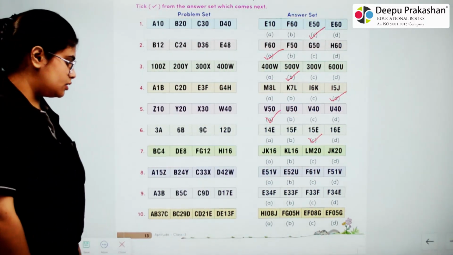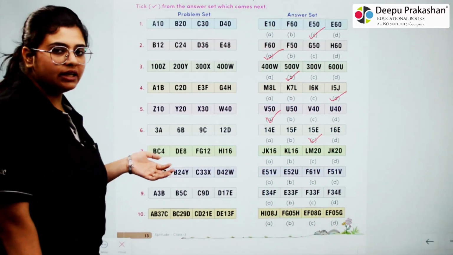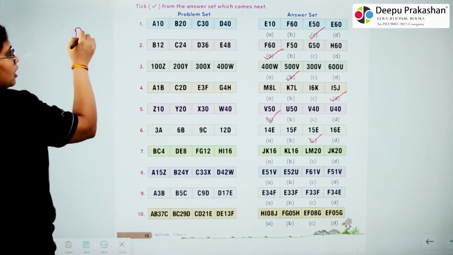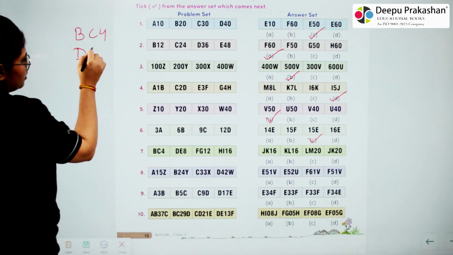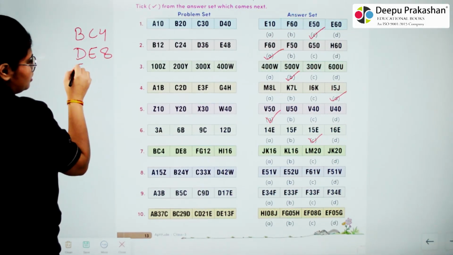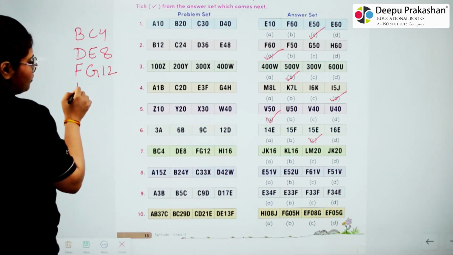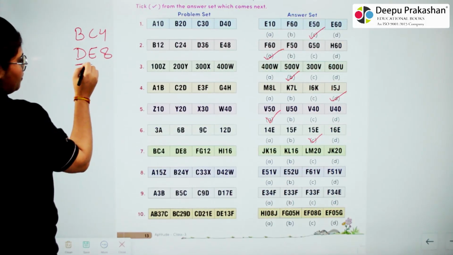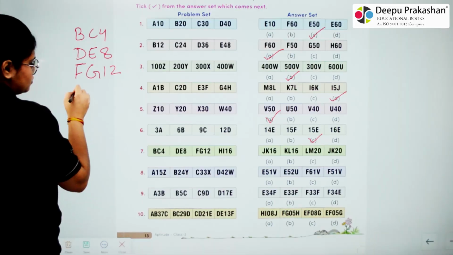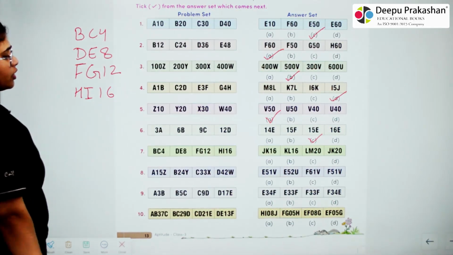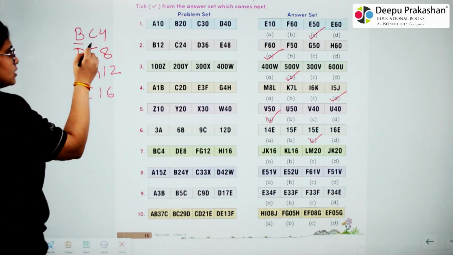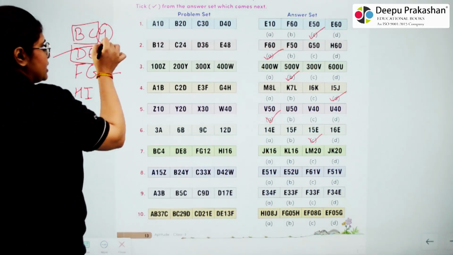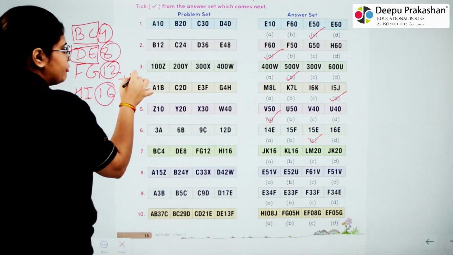7th, we are given BC4, DE8, FG12, HI16. So if we look at these pairs, we can easily see that the starting two terms are alphabets in continuous order, and the number that is present here has an addition of 4 to it.